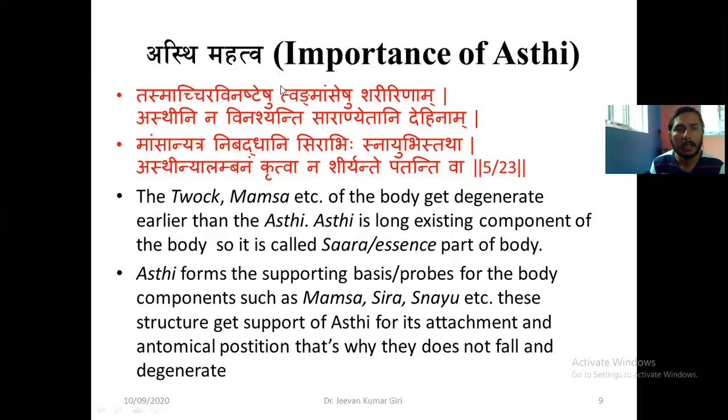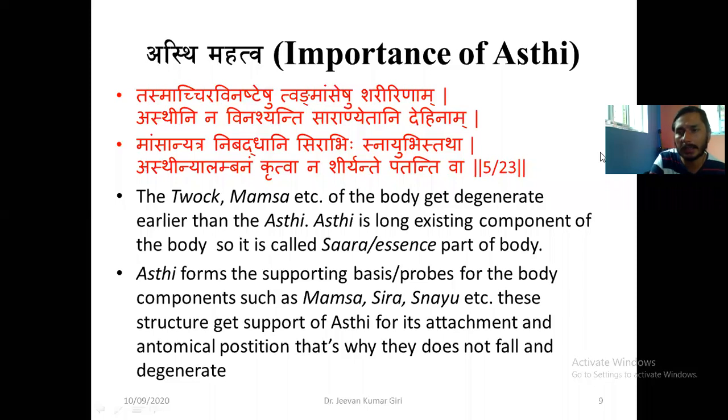See the meaning here: toka is the skin, mamsa is the muscles, and etc. means all the soft tissues of the body, which degenerate and decompose earlier than the asthi. So asthi is the long-existing component of the body, and it is called the sara or essence part of the body. After death, all the soft tissues decompose within a short period of time, but the long-lasting component that remains is the asthi only.